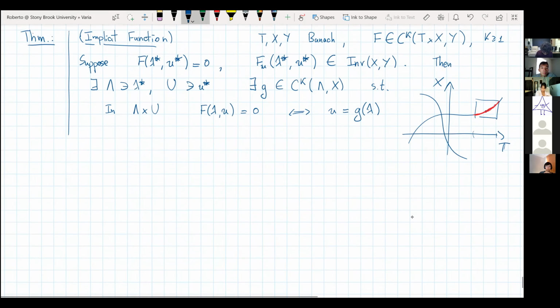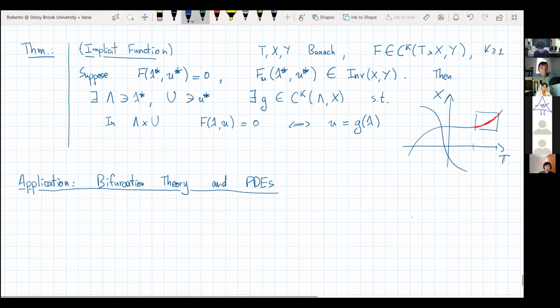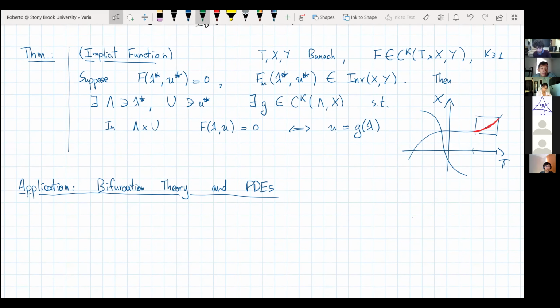So the application is the thing I was saying at the very beginning. And actually, the theory is bigger. This is the starting point of the so-called bifurcation theory. This bifurcation theory is interesting, or at least it was interesting to me, because it can be applied to PDEs, and it's probably through something more general. Probably you can do more, but I don't know that.